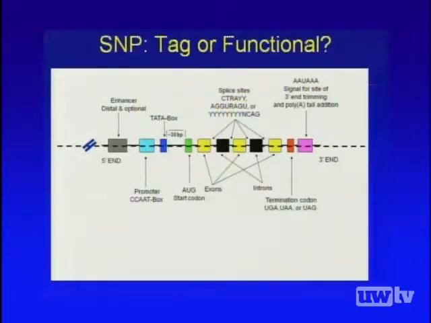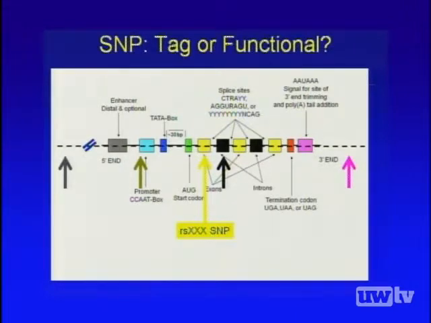And this is a picture of a gene, and you can see that there are exons in the gene, there are introns in the gene, there's a 3' end, a 5' end, there's a promoter, and then there are places where you can have splice sites as well. You can have a SNP that's in an exon, you can have a SNP that's in an intron, or that's in a promoter. You can have a SNP that's not in a gene but is near a gene, and you can have a SNP that's in something called the gene desert, where there are no known genes near it.